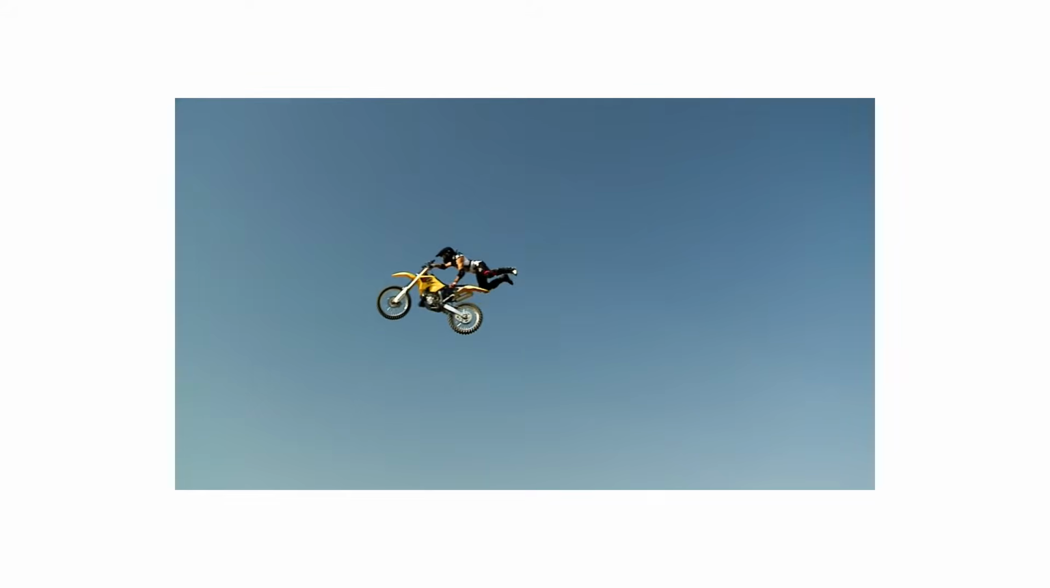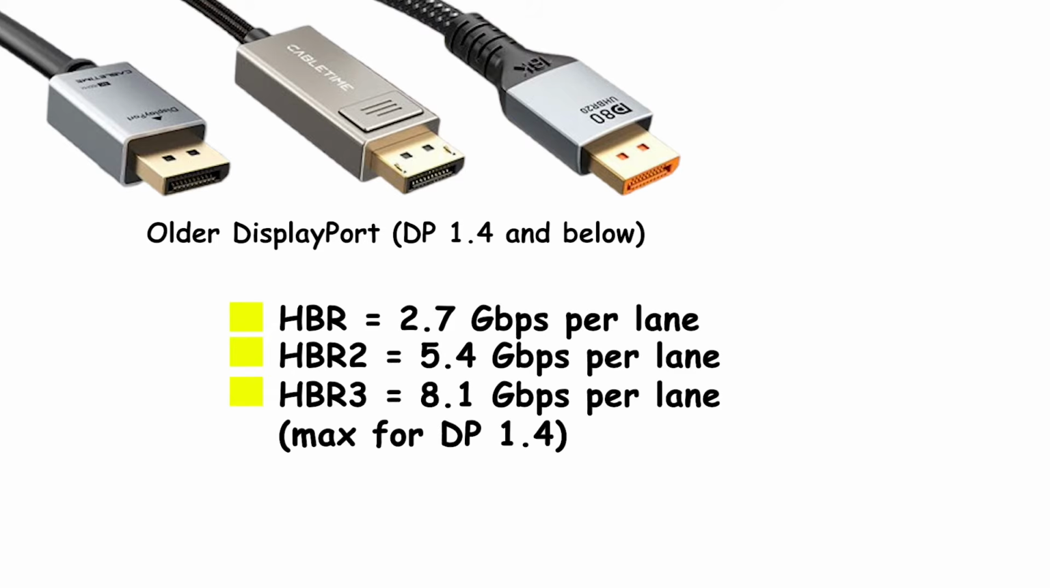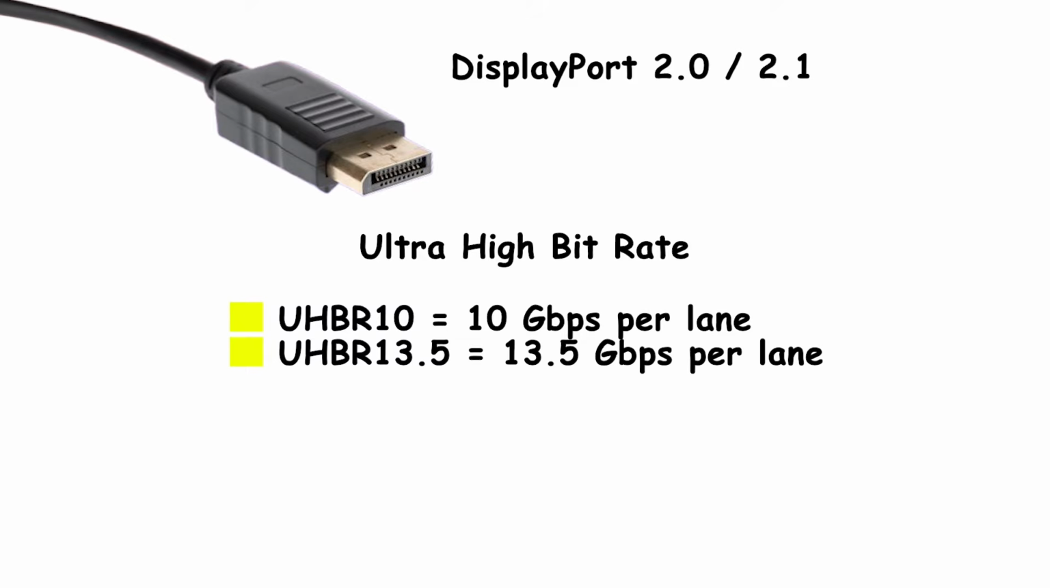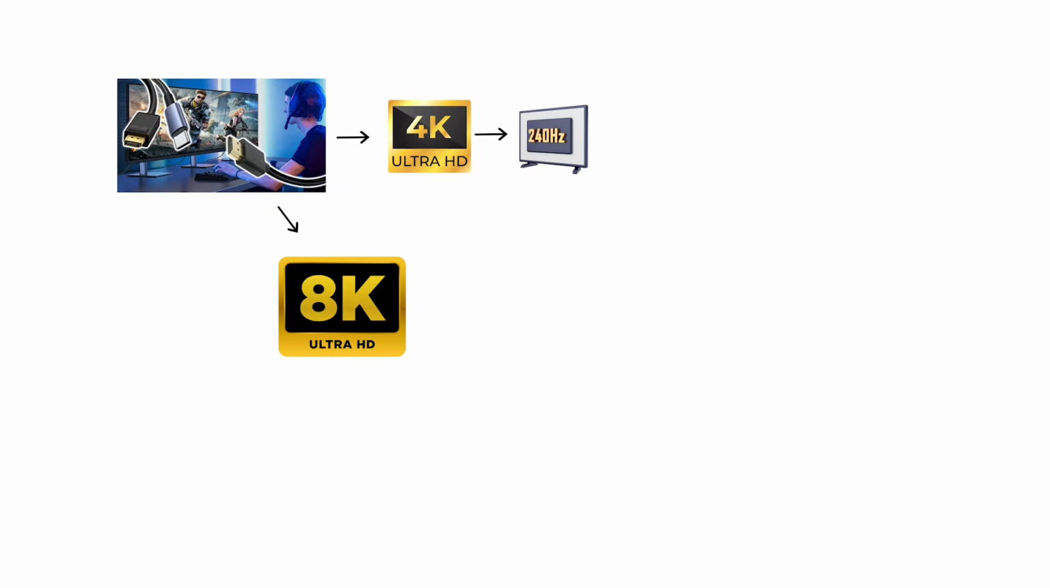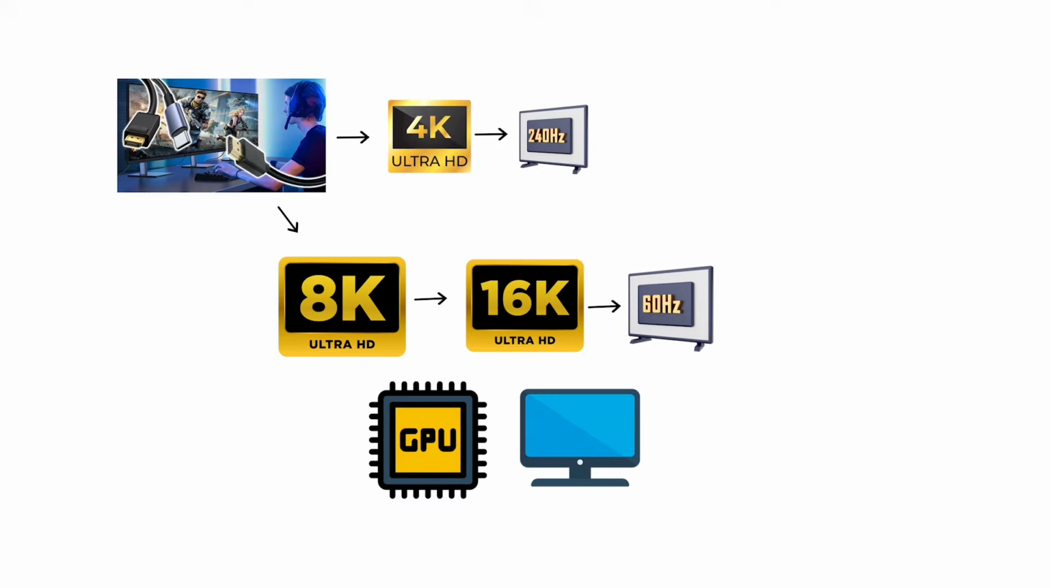Link speeds and versions. Older DP ran at HBR, HBR2, and HBR3, up to 8.1 gigabits per second per lane on DP 1.4. DisplayPort 2.1 moves to UHBR rates, UHBR 10, 13.5, and 20, 4 lanes up to 80 gigabits per second total. With DSC, display stream compression, visually lossless, vendors target combos like 4K at 240 Hz, 8K at high refresh, and marketing claims up to 16K at 60 Hz on qualified hardware. Real support depends on the GPU, monitor, and cable.